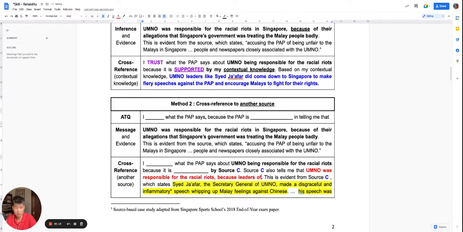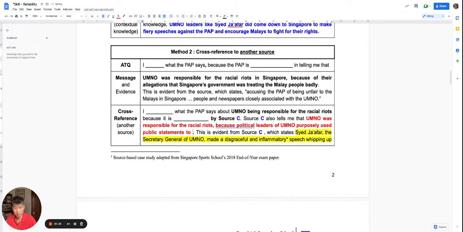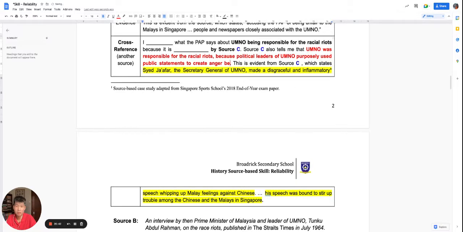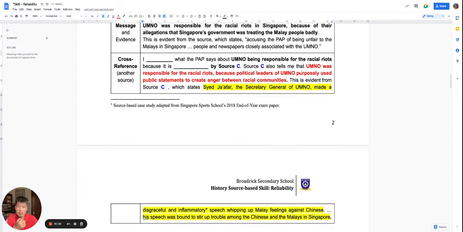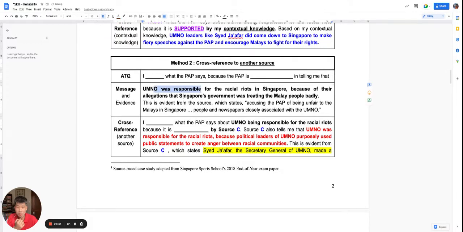First, leaders of UMNO, political leaders of UMNO, purposely fan-used public statements to create anger between racial communities, which is namely the Malays and Chinese. Because Source C says UMNO is responsible, and Source A, PAP, says UMNO is responsible, this is a clear agreement, right? It's support. And because this is a support, you trust. And again, because you trust what the PAP says, you would say that what it said was reasonable.